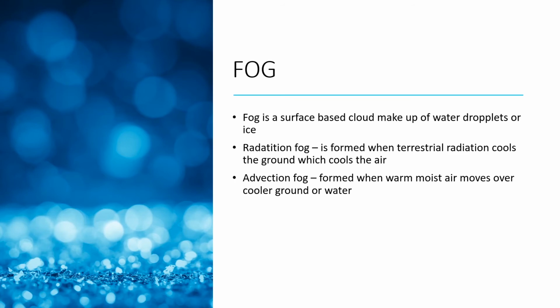Fog is a surface-based cloud. It's composed of either water droplets or ice crystals. Like in the mornings, you can look over the ridgeline, and usually it's covered in fog. There are different types of fog. There's radiation fog, which is formed when terrestrial radiation cools the ground, which cools the air. Advection fog is formed when warm, moist air moves over cooler ground or water.